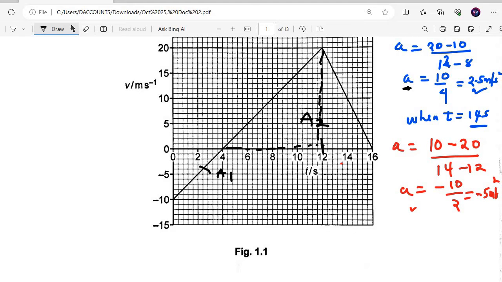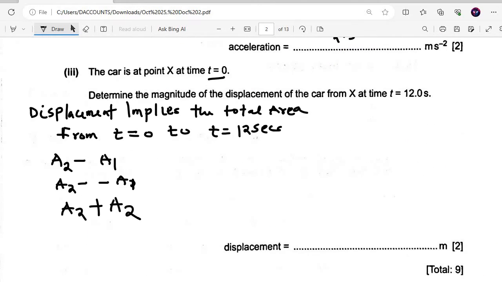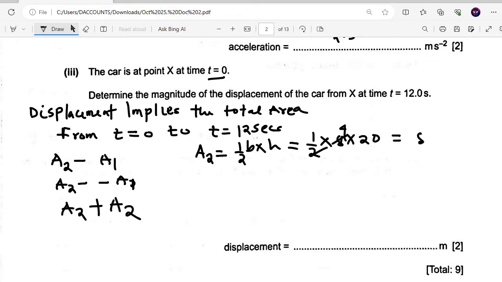Area 2 is like a triangle. So the base of the triangle is 8, while the height of the triangle is 20. So area 2 is half base times height. Like we said, the base is 8, the height is 20. 2 here and 2 here is 4. Area 2 is 80 meters.